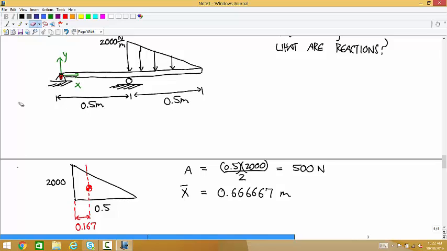Question. Yep. When we calculated 0.167, why did we put 0.66, the whole thing, like the 1 meter? So we figured out that the centroid was 0.167 away from this end of the triangle. But then that end of the triangle is 0.5 from our origin. So it's 0.5 plus this gives you that. Okay, that makes sense.